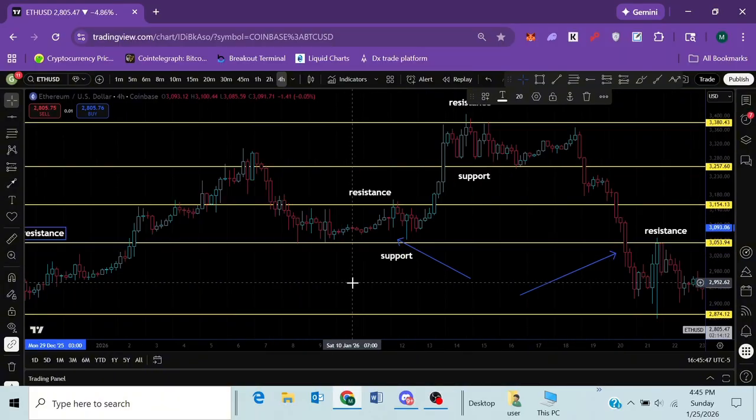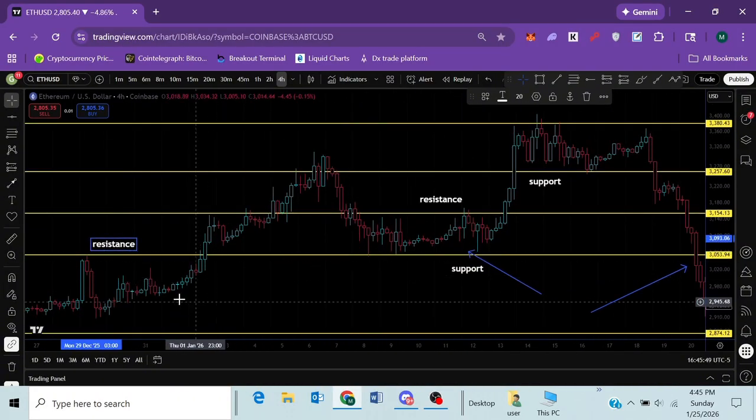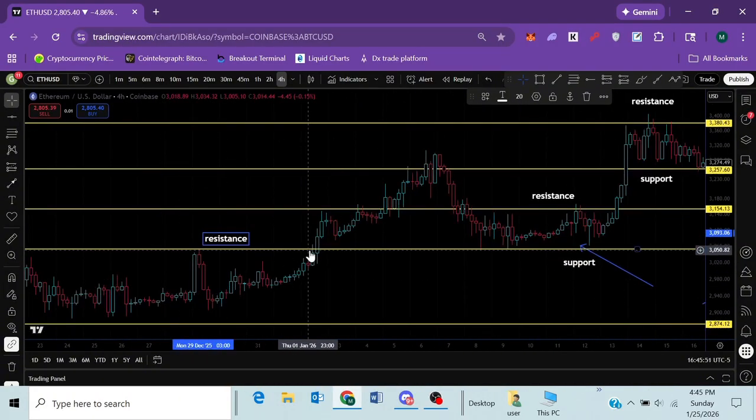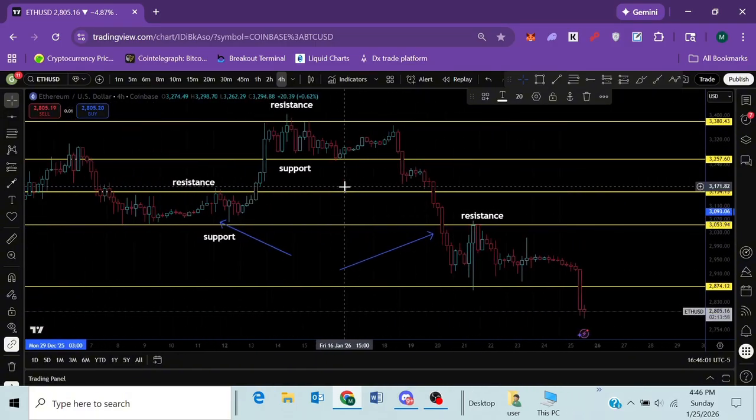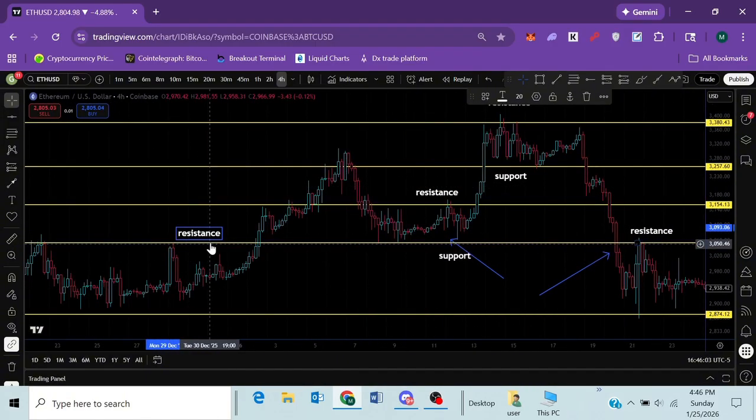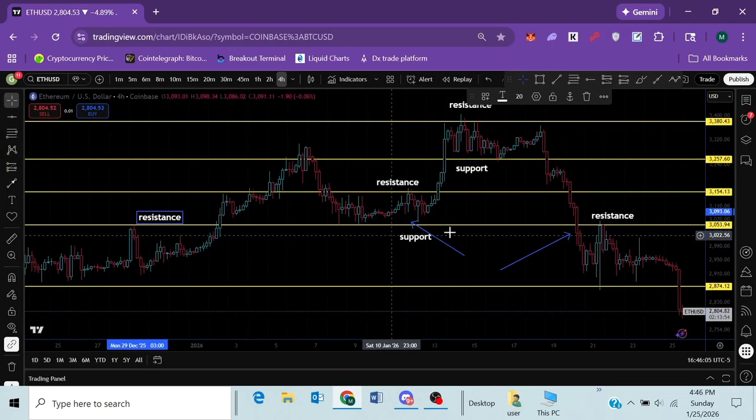Just like if you go in a multiple story building, if you go upstairs, your old ceiling is now below you and it's your new floor and you have a new resistance. So the same thing happens in the market where something that was your resistance over here became your support here, but then became your resistance again over here.